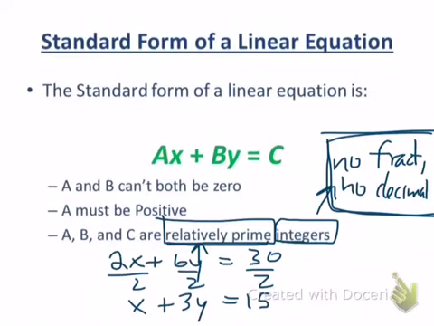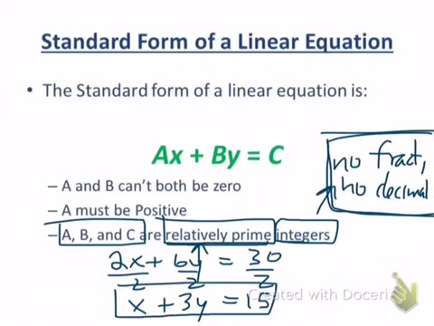But then you got 3 and 15. Yeah, but A, B, and C, they all three can't have the same factor, right? So if they do, then they're not relatively prime. Yes, right. This is the standard form of this equation. All right? Standard form, you can't have all three, A, B, and C, with a common factor.